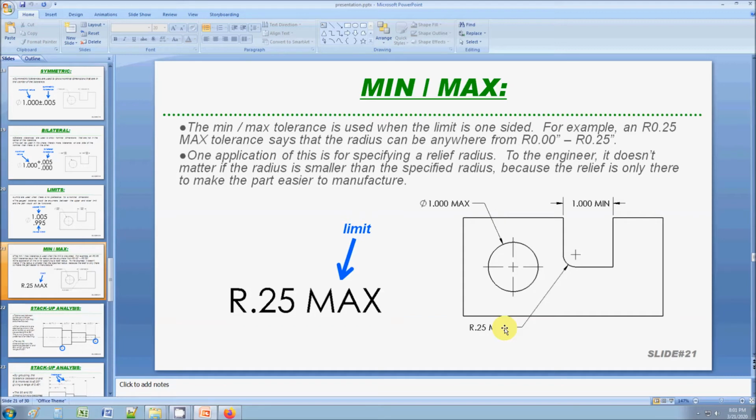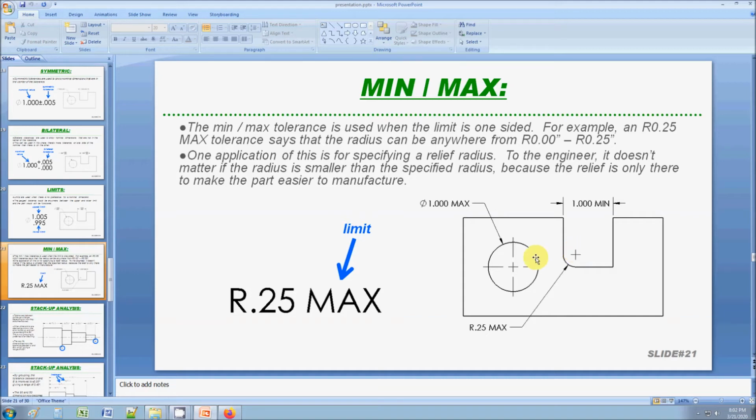If it's a sharp corner on three planes, it's very difficult to maintain that, and you got to machine a relief. So I usually put the max tolerance on that to communicate that I don't care if this value is less than 0.25. The only reason I'm specifying this is to make your job easier as a machinist. So I say machine this up to 0.25 max so that you can provide the relief and provide this three-plane corner.